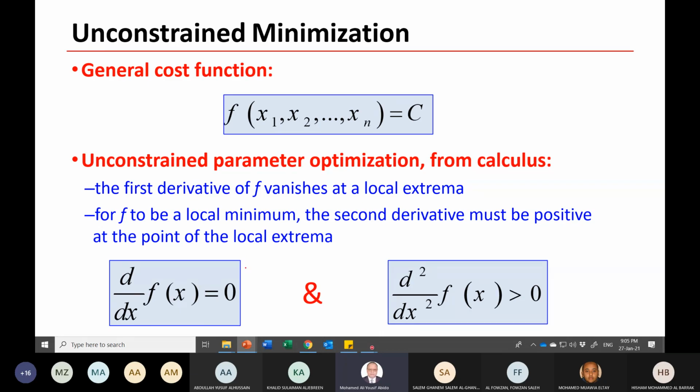Why? Because you solve here for this value of x. You get it from here. And then you substitute the value of x here. So if you substitute here, in this case, you may have 2 or minus 2 or 0. So this is greater than 0, this is less than 0, and this is equal to 0.